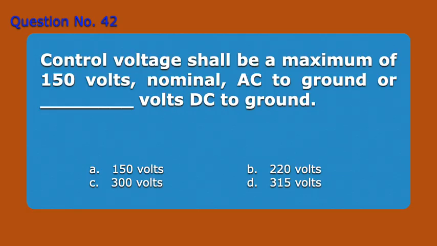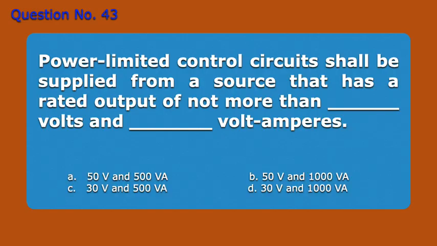Question number 42. Control voltage shall be a maximum of 150 volts nominal, AC to ground, or blank volts, DC to ground. A. 150 volts, B. 220 volts, C. 300 volts, D. 315 volts. Answer, C. 300 volts.